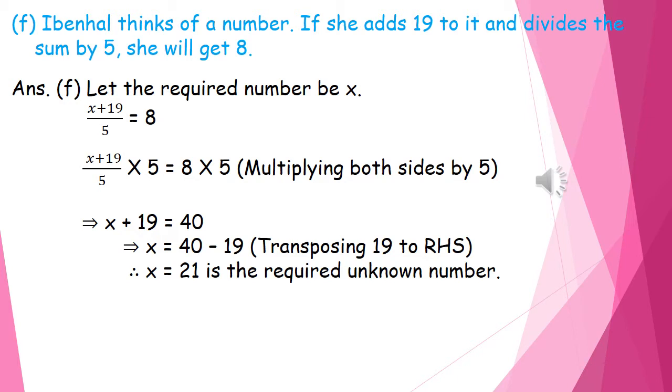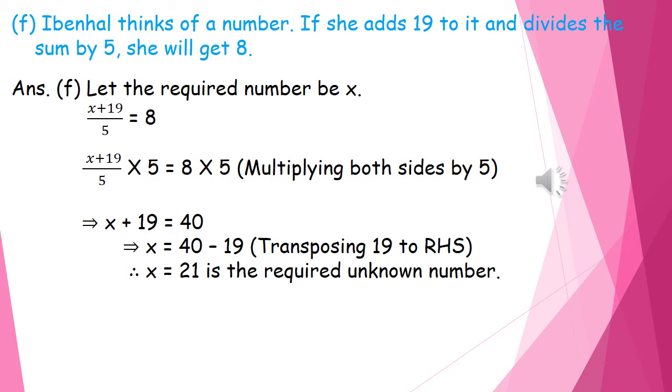Part F. Eventual thinks of a number. If she adds 19 to it and divides the sum by 5, then she will get 8. Let the number she thought was x. Now she is adding 19 to x, which gives us x plus 19. And after dividing by 5, (x plus 19) divided by 5 is equal to 8 according to the question.